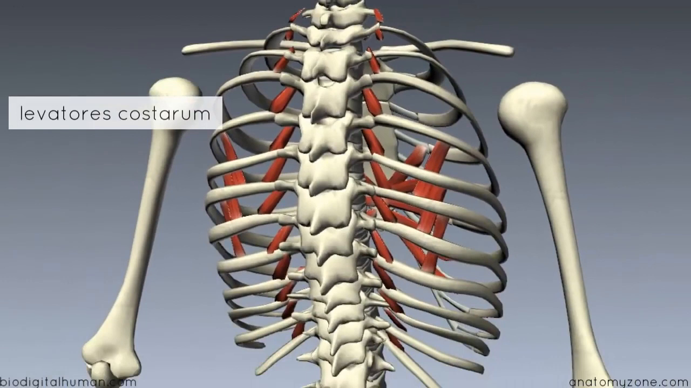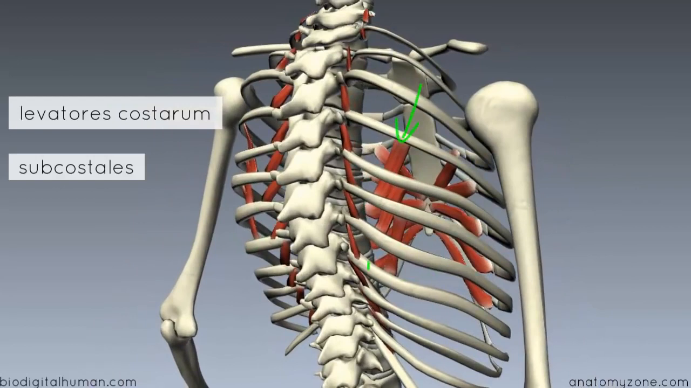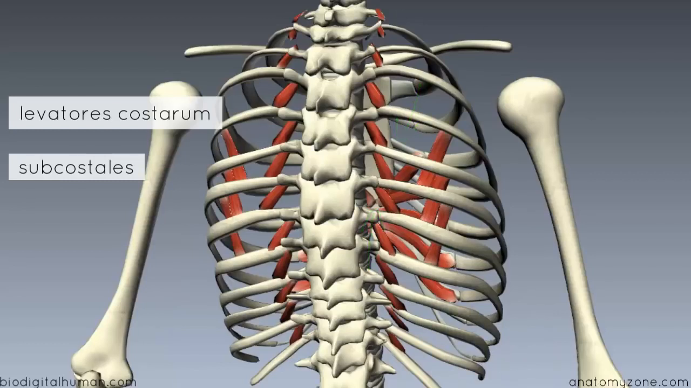So the next muscle is this muscle called the subcostalis muscle, and as you can see it attaches from one rib to the next below, or the 2 below. So this muscle lies on the internal surface of the ribs.